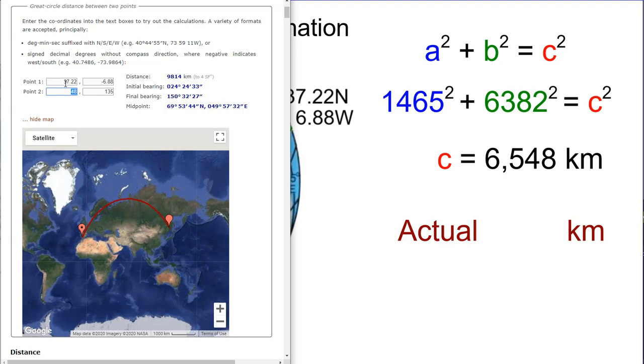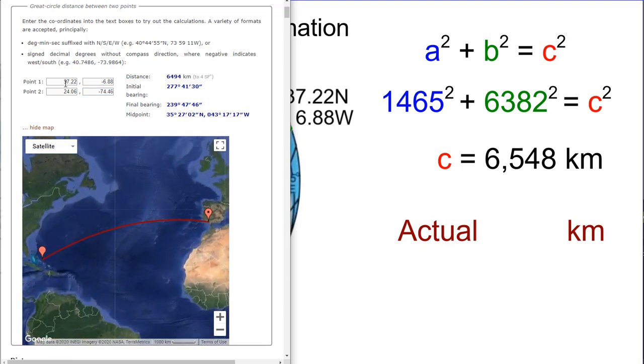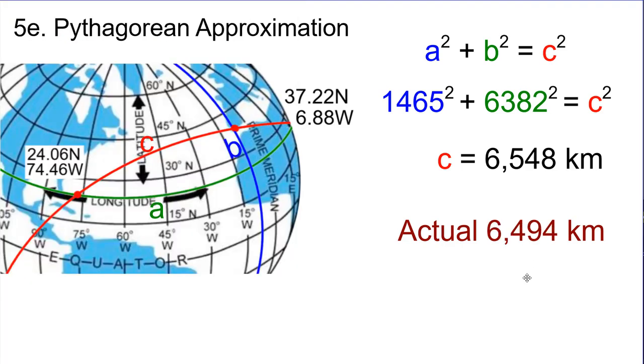And then the next one, we're now going to northern China. And so it would be 24.06 and then a negative 74.46. Okay, boom. So there's his journey, and the distance that we have is 6,494 kilometers, which is really close to our estimate. So this is the actual here.